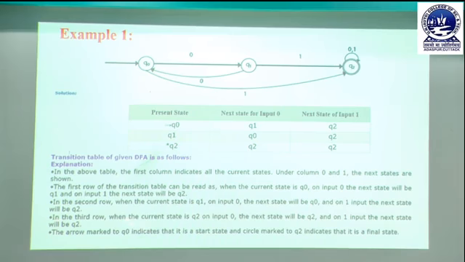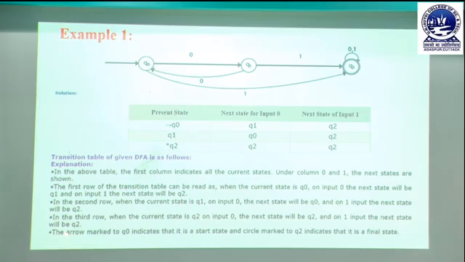In the third row, when the current state is Q2 on input symbol 0, then the next state will be Q2, which is already mentioned here because it is self redirected in this transition diagram. On input symbol 1, the next state will be Q2, which is already mentioned in this transition table.